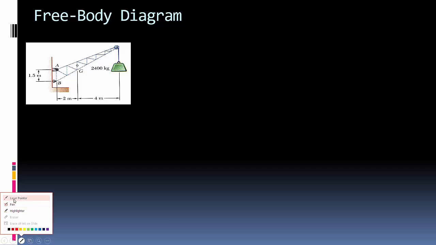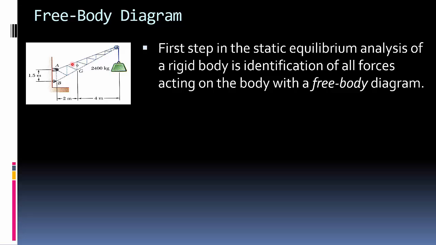Okay, let's bring up our little pointer. Free body diagrams. We need to be able to do free body diagrams, and we've talked about that in the past, but we're going to expand on it a little bit. So the first step in the static equilibrium analysis of a rigid body is to identify all forces acting on the body with a free body diagram. So how do we do that?